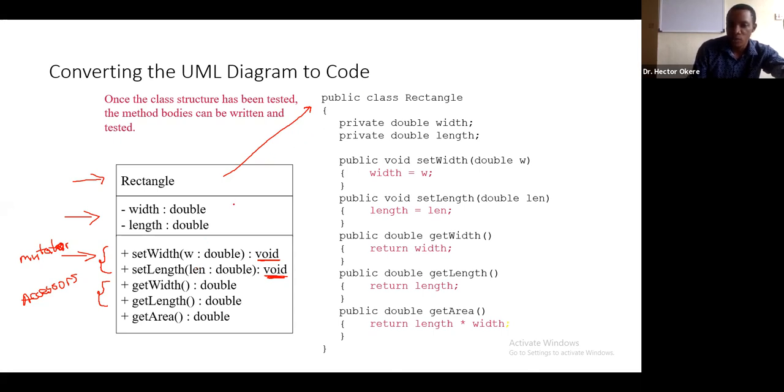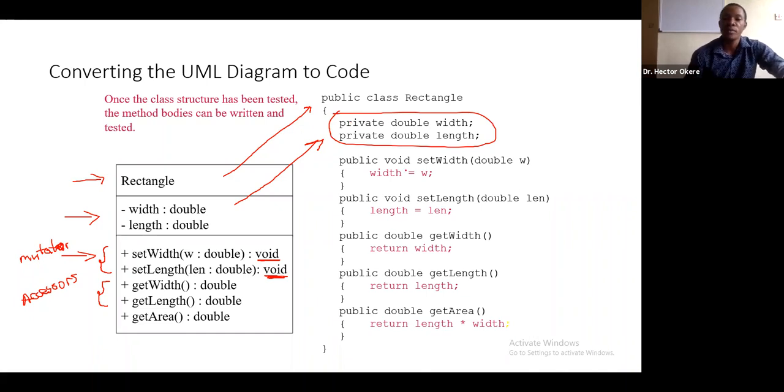Then you have your attributes. Private double width, private double length. So this is private because only members of this class. So everything in here are members of this class. Everything inside this rectangle are members of this class. You can get this. So anything outside of this rectangle cannot get this information. Okay.